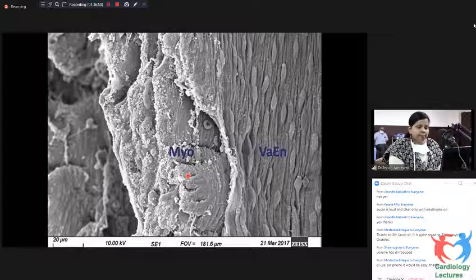In the pathological condition, collagen matrix remodeling occurs, like in pressure overload states. There will be an increase in the collagen concentration. Both structural and biochemical remodeling occurs.